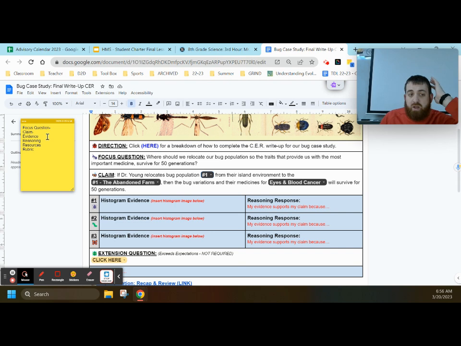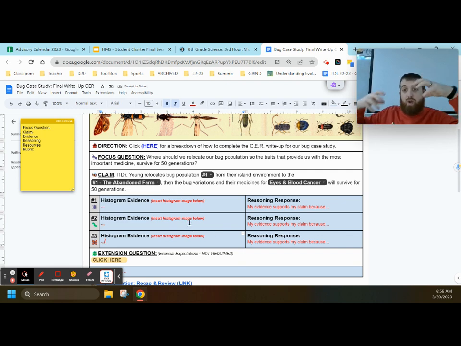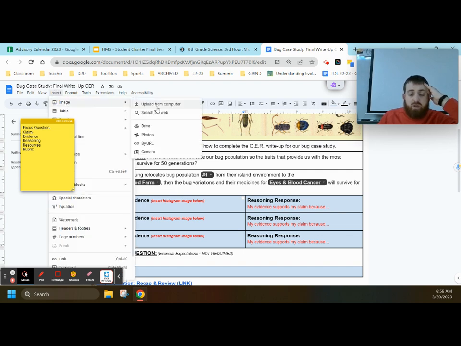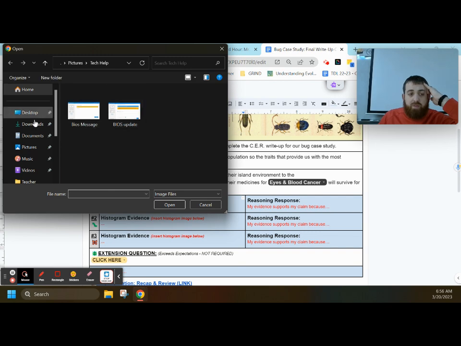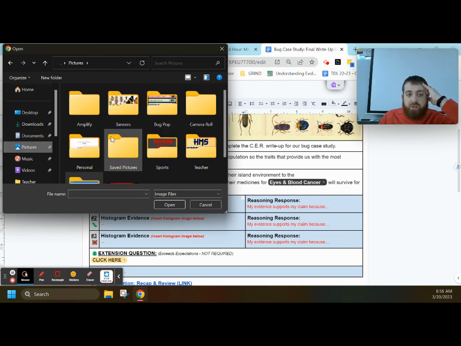So once you have your claim, you're then going to go into your evidence. Your evidence is going to be where you see 1, 2, and 3. You have to have 3 pieces of evidence. And your job is going to be to insert 3 pieces of evidence to support that claim. Your evidence are going to be the predictions you made about what the population will look like and their different traits after 50 generations. So you're going to go into insert, image, upload from computer. And from here, you're going to go into your different pictures and you're going to find whatever you need.